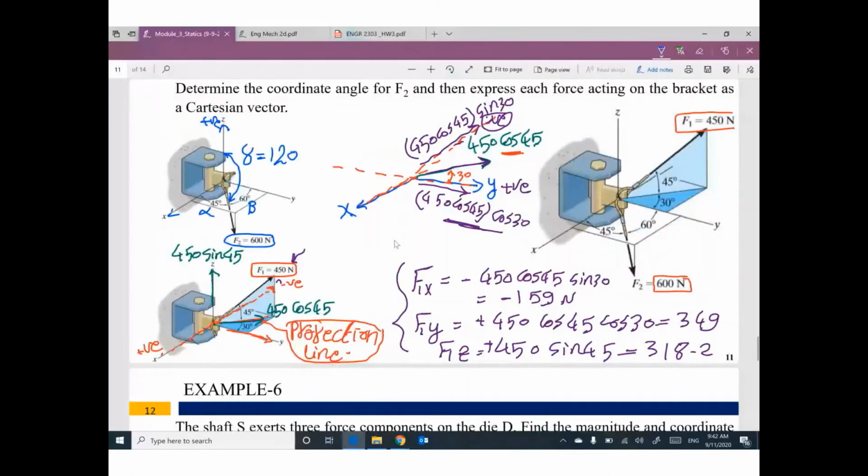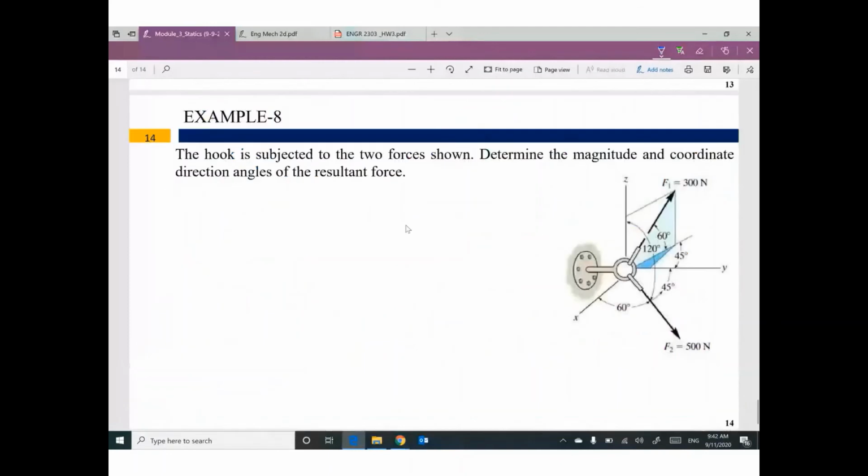Okay. One more example. Let's do it here. Example number 8. We have a hook subjected to two forces, F1 and F2. We are looking to determine the magnitude and the coordinate angles for the resultant force. Wow, resultant? Yeah, resultant is nothing. Once you did your component, you are done. Let's start with F1.